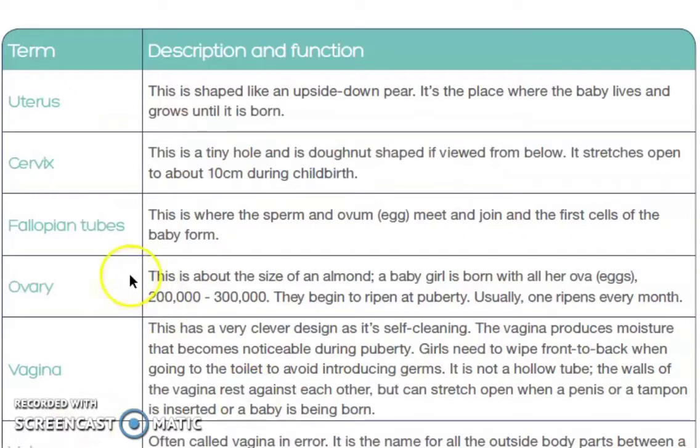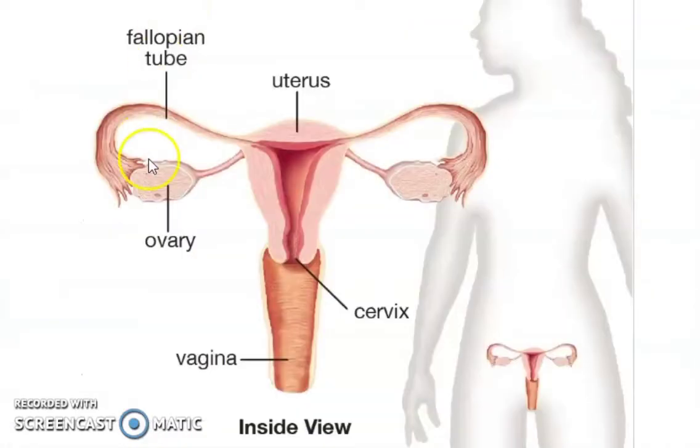Fallopian tubes. This is where the sperm and the ovum meet and join and the first cells of the baby form. So, when the ovary produces mature egg cells, it will stay in the fallopian tube. When a female and male copulates or have sex, the sperm cell will travel through the vagina, going through the cervix, and in the fallopian tube, the sperm and the egg cell meets. The name of the first cell is called the zygote.